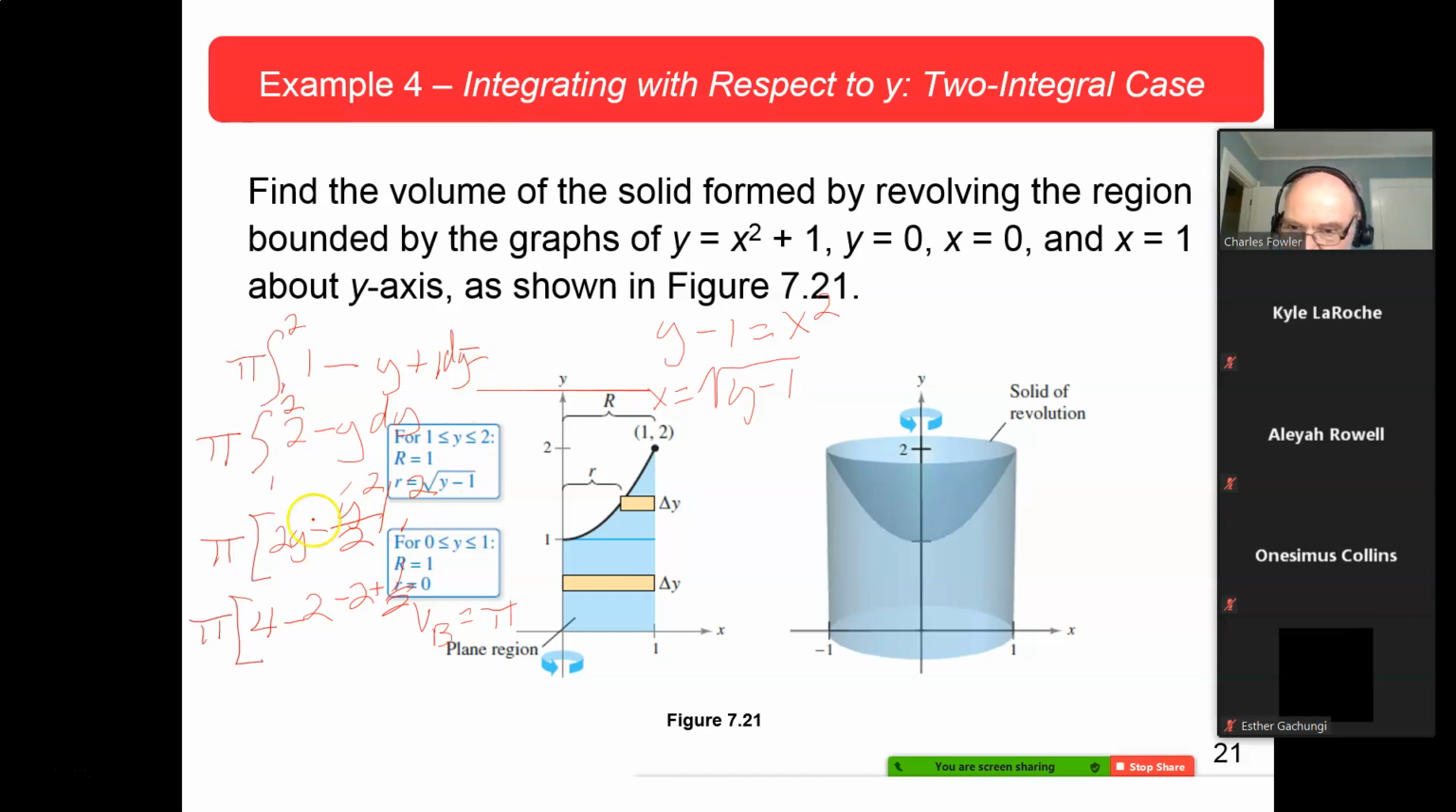Okay. So that's going to be pi over 2. But this was pi, and we add to that pi halves, and we get 3/2 pi.